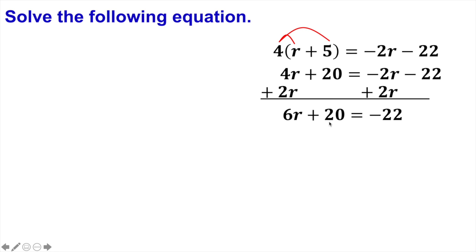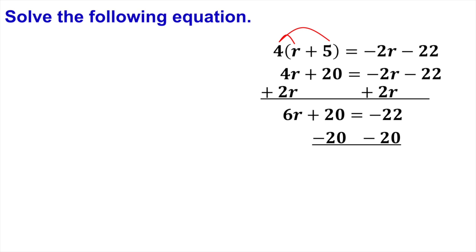Notice this 20, I haven't changed at all. That hasn't changed. Right here, negative 2r plus 2r gives me 0. This negative 22 is right here. Okay, great. Now I've got all of my r's on one side, right? I've got 6 of them, 6 r's. And then I've got this 20, so I need to get rid of this 20. So the opposite of positive 20 would be negative 20.